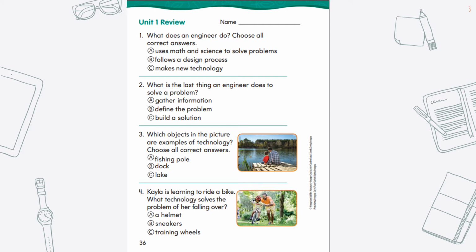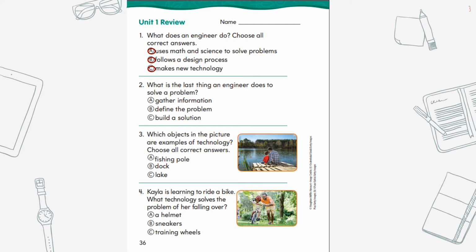Okay, I'm sure you've already guessed the answer. Let's look at the answers now. It's A, B, and C. So, an engineer uses math and science to solve problems. They follow the specific design process every time to solve each problem. And whatever solution they come up with, we call it new technology.